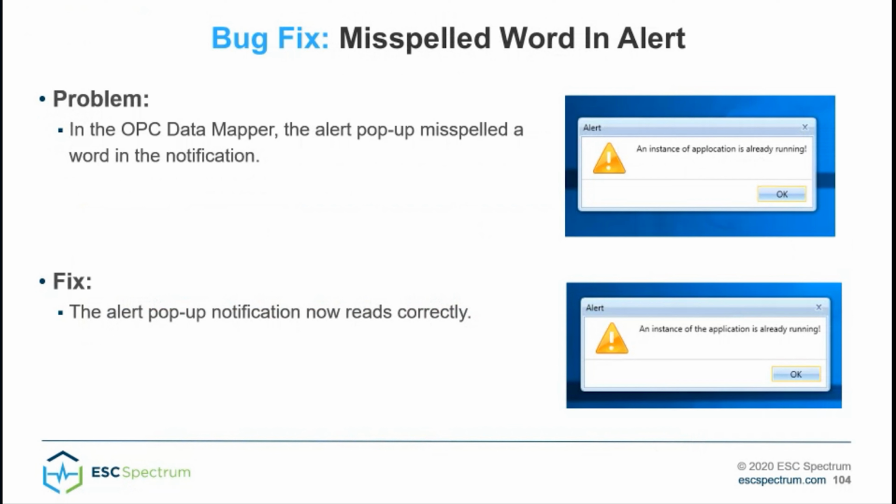Small typo in the OPC data mapper. If an instance was already running, it would say the app location is already running. Small fix, typo.